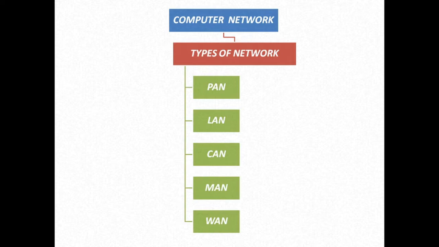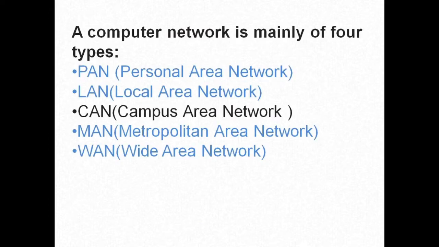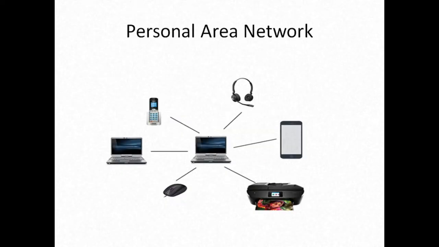Children, do view the videos I have sent you before, because there I have explained in detail all these types of network. The first type of network we have discussed is personal area network. Children, as the name suggests, personal area means that personally to that device you can connect other devices.